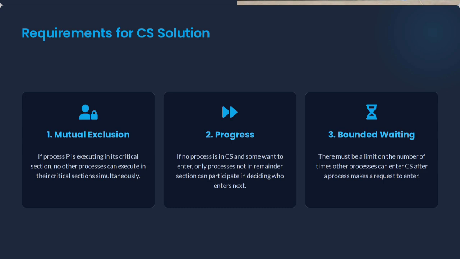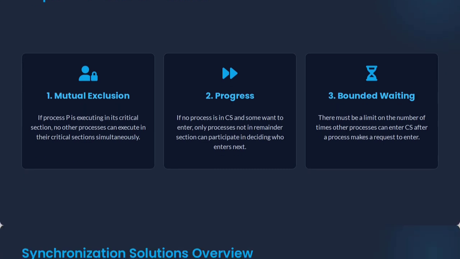The decision of who enters next cannot be postponed indefinitely. Then bounded waiting: there must be a limit on the number of times other processes are allowed to enter their critical sections after a process has made a request to enter and before that request is granted. This prevents starvation.